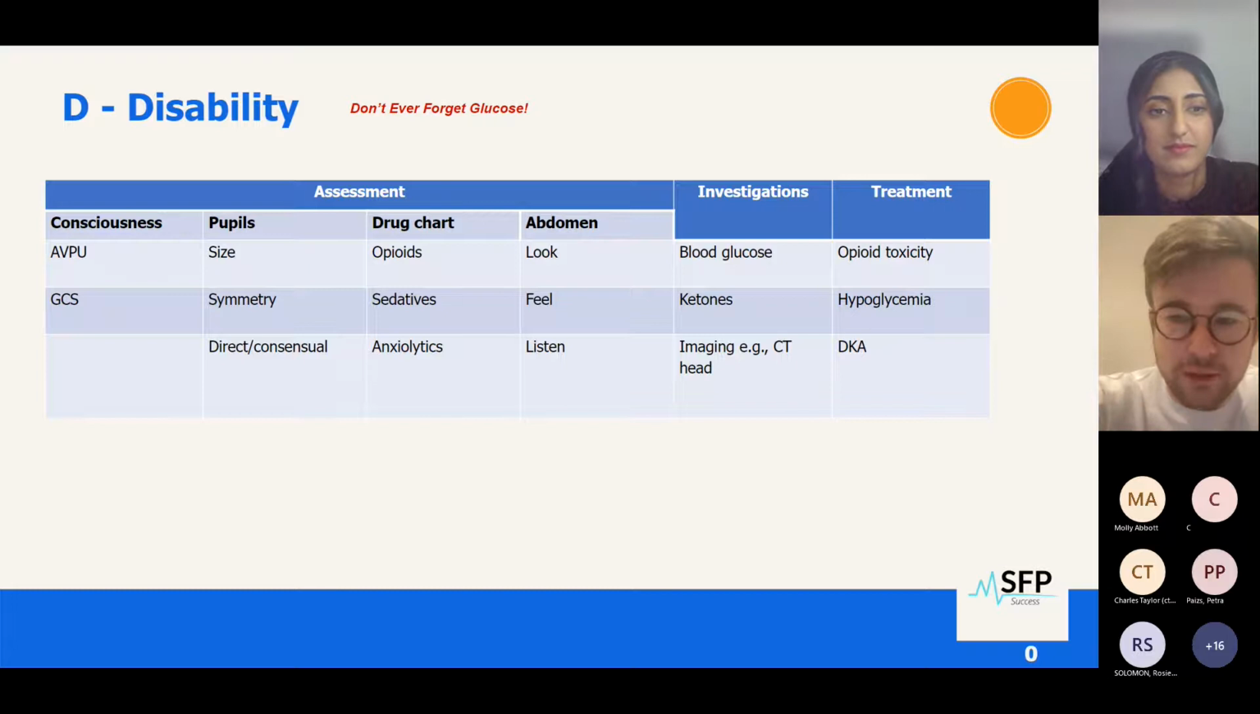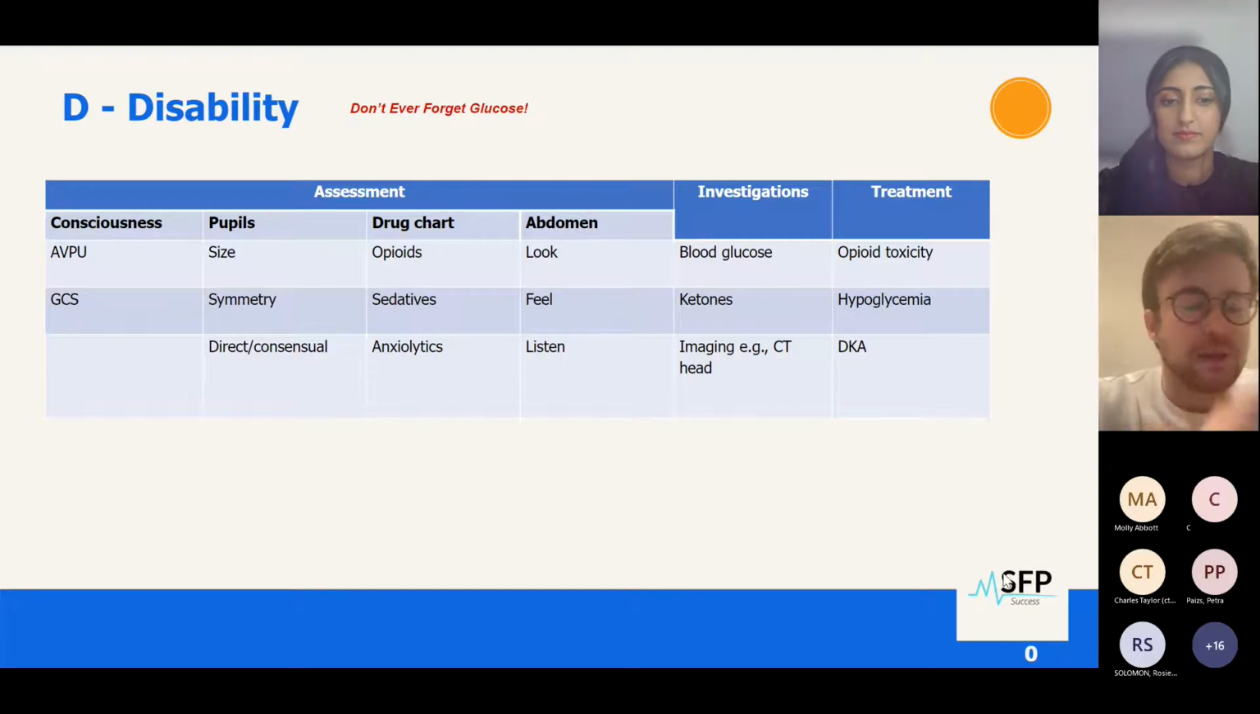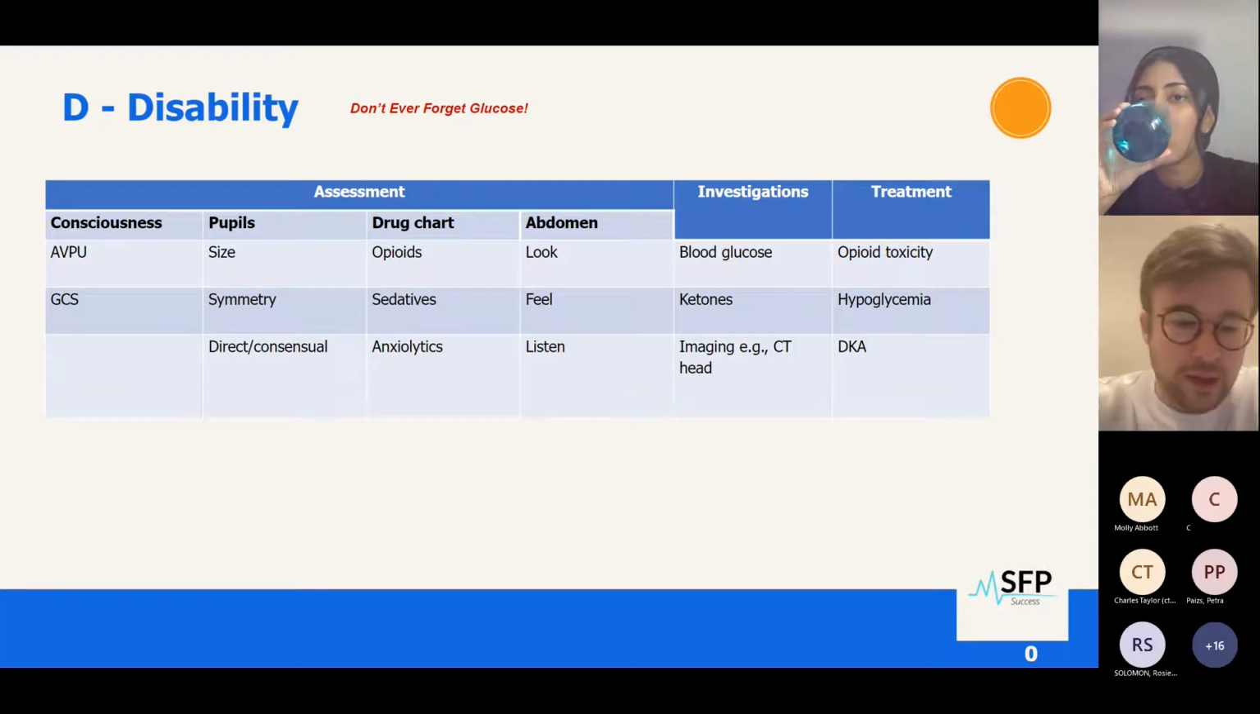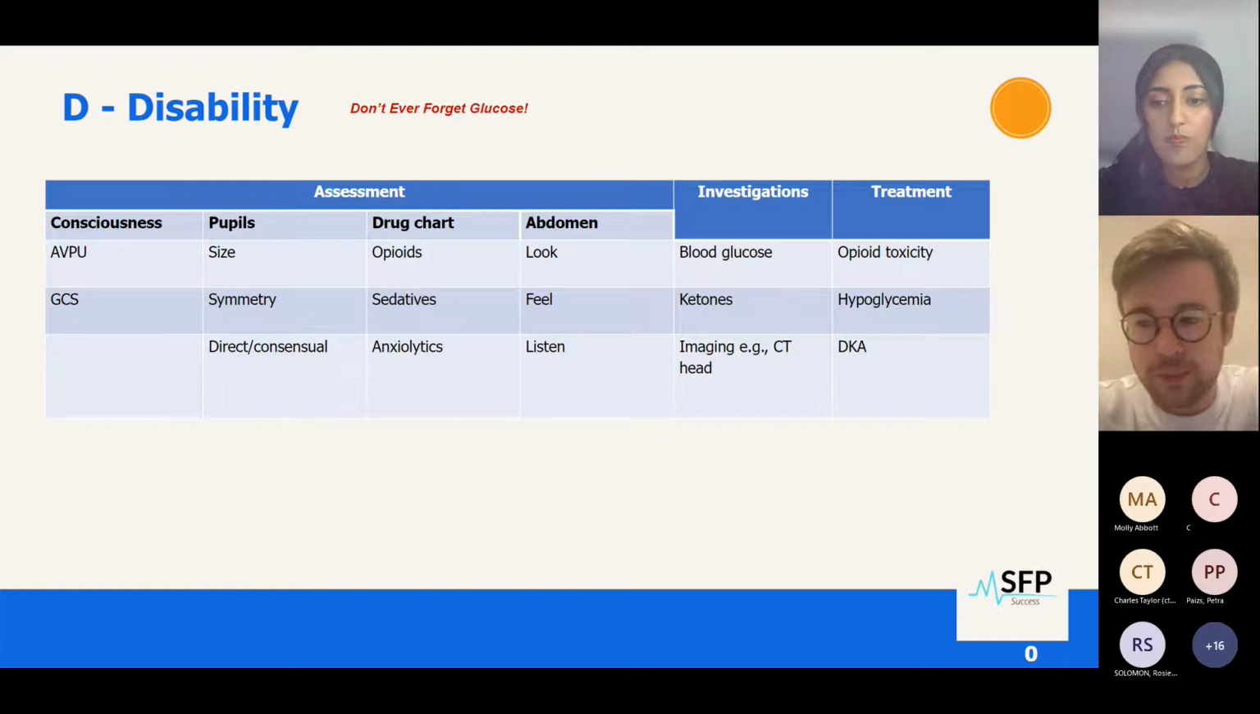So after that, the next thing we want to think about is D. And there's a few things that you'd usually consider at this point. The first thing is how conscious the patient is. You can use either the AVPU or GCS scale. I think in practice, most times people use the GCS.